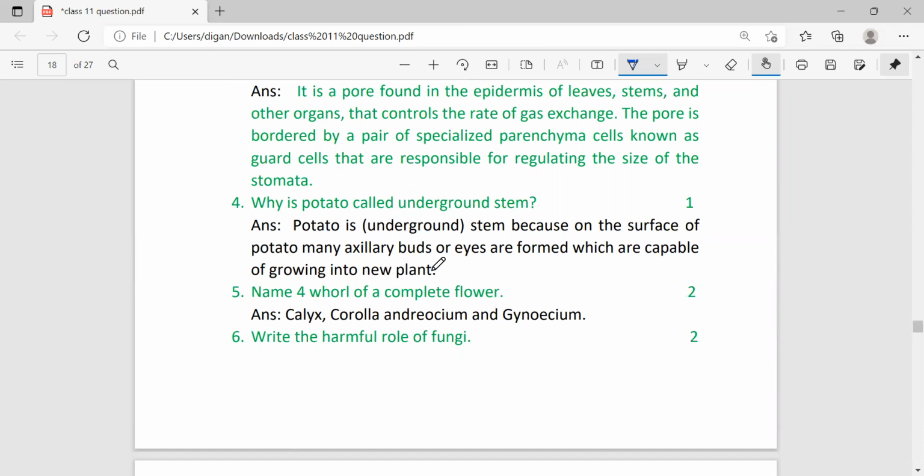And you know that the presence of bud is a characteristic of stem because from bud a new plant can grow. And since on the surface of the potato, axillary buds are present, that's why it is counted as stem, not as root. Name 4 whorls of a complete flower: calyx, corolla, androecium, and gynoecium.